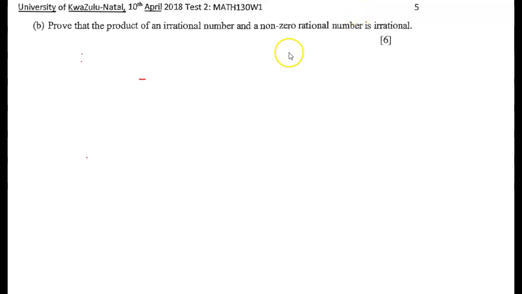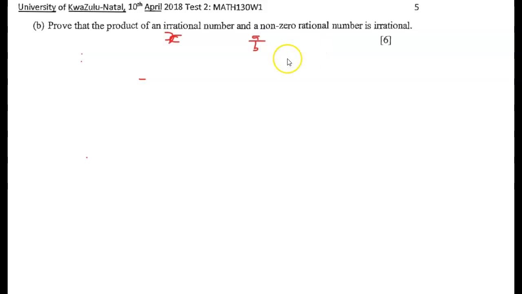Okay, so after we chilled, let's do it. Prove the product of an irrational number. Now, an irrational number, we do not have a symbol for it, but let's call it x. And a non-zero rational number can be written as a over b. Now remember, this is saying non-zero, because a rational number can be 0.